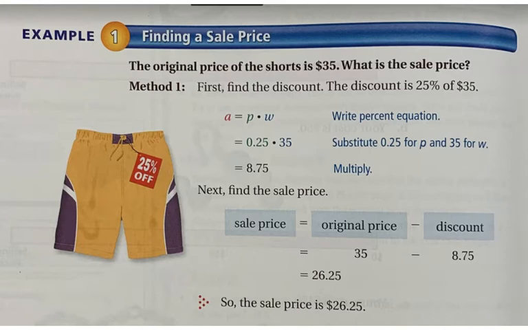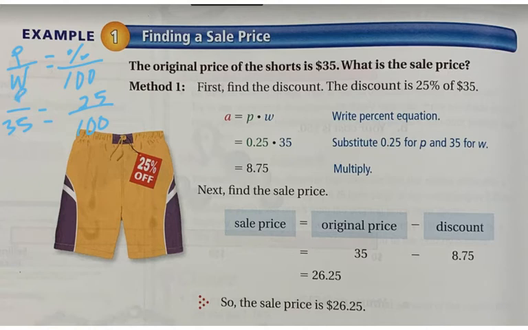The original price of the shorts is $35. What is the sale price? Well, it shows you here. First, find the discount. The discount is 25% of 35. I'm just going to do this over here, guys, because a lot of kids told me that was helpful to them. I'm going to say part over whole equals percent out of 100. So if the discount is 25%, I have that here out of 100. The shorts are $35. So now I'm solving for the part.